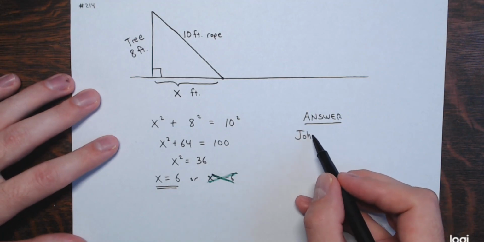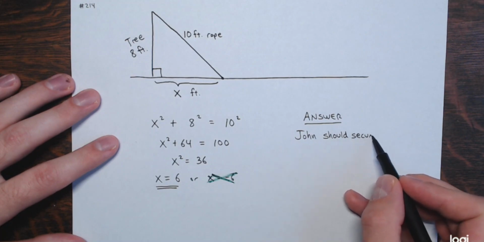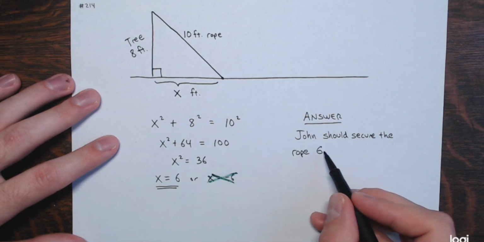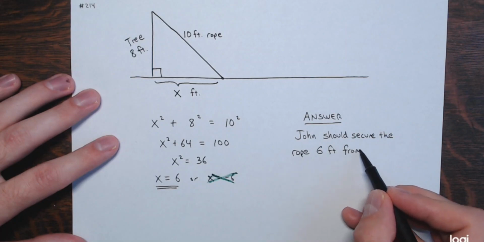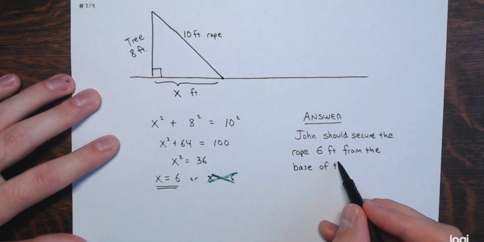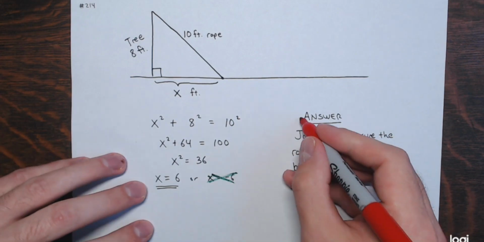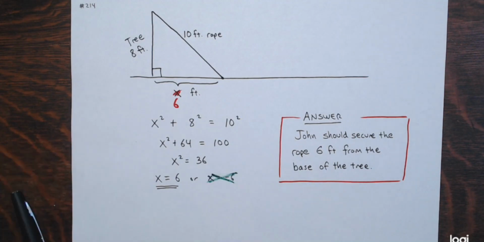John should secure the rope six feet from the base of the tree. And that's it. So this is 6 feet now. Great. All right, next question.